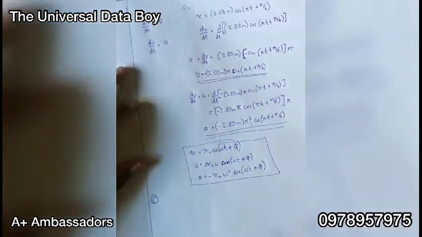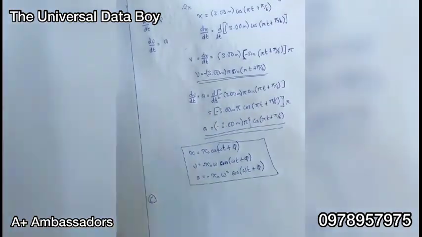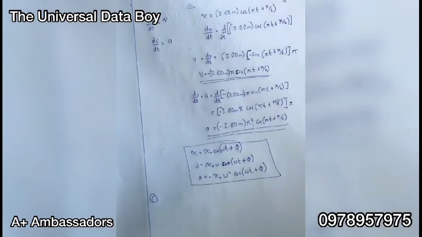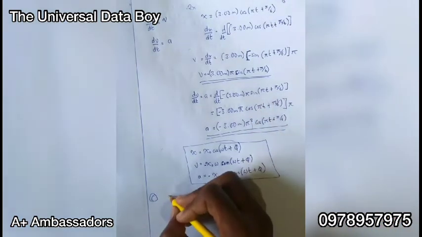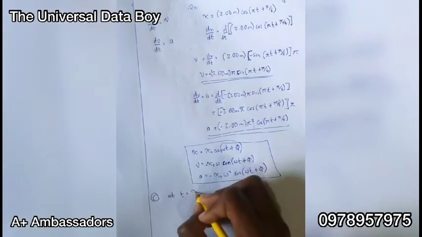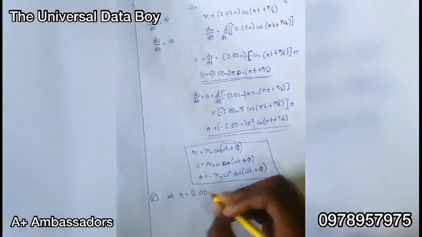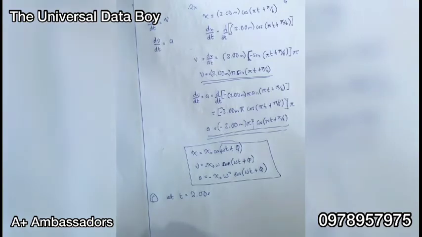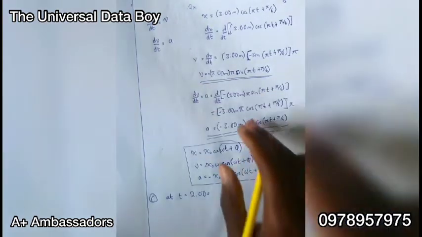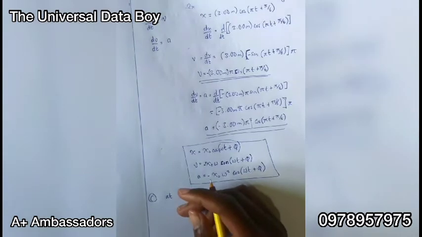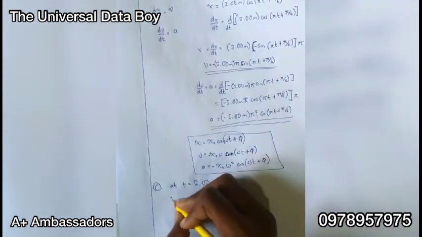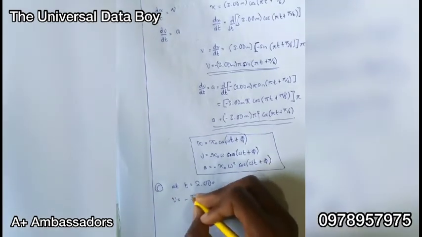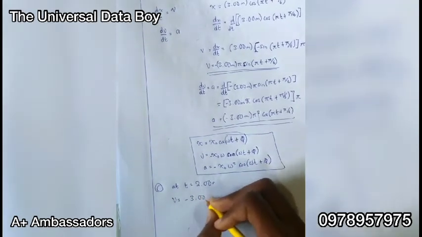Part C is telling us to use what we found there to determine the velocity and the acceleration at a time t equal to 2 seconds. So at t equal to 2.00 seconds, we are going to plug in t, and it's going to give us our velocity and also our acceleration. So there we have v being equal to -3.0 meters.